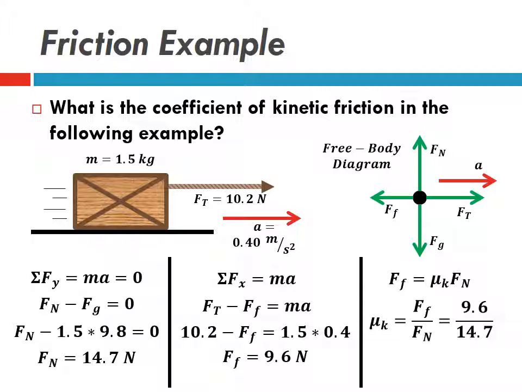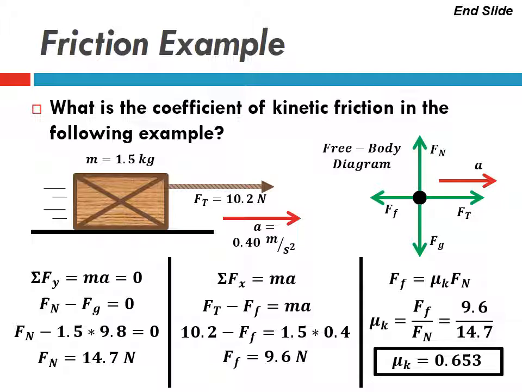If we solve for coefficient of friction, we're going to take the force of friction and divide by normal force. So force of friction divided by normal force is 9.6 divided by 14.7, and we get a coefficient of friction of 0.65. It's not going to be negative, and it's not going to have units. Coefficients don't have units. If you look at the forces here, we got force of friction over normal force has newtons divided by newtons. That gives us no units, and then it's not going to have a negative because it's never going to have a direction.